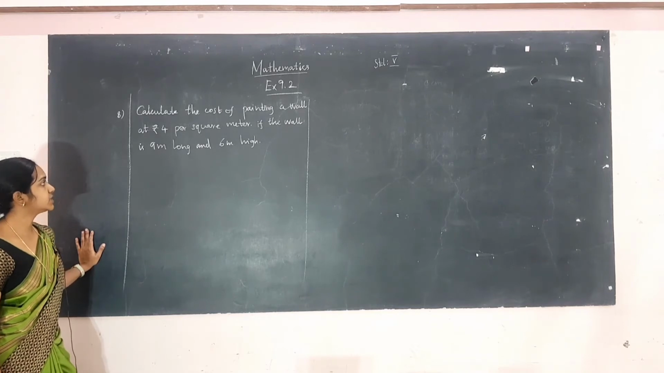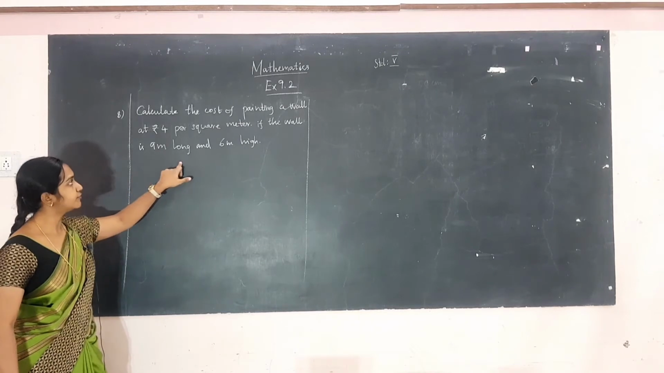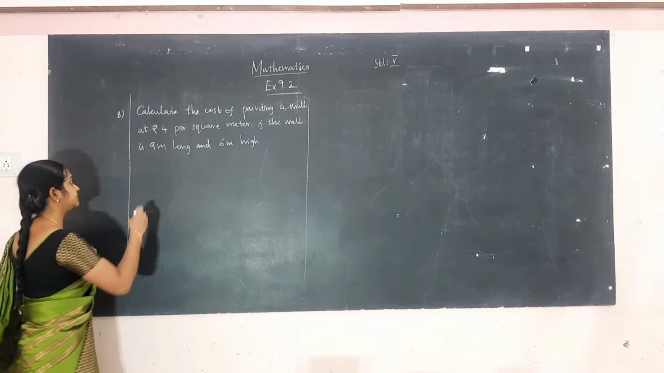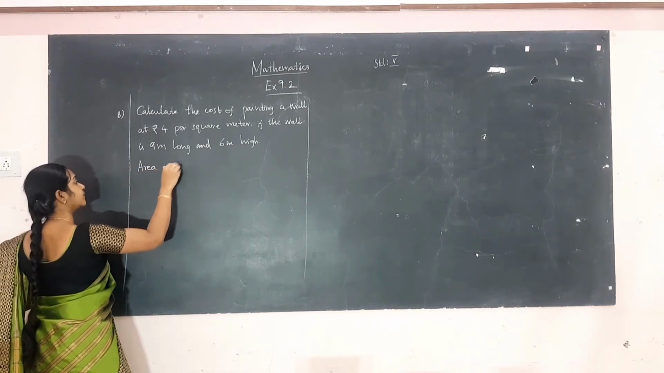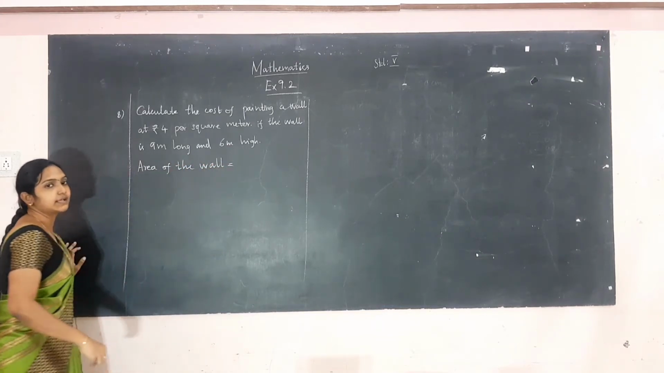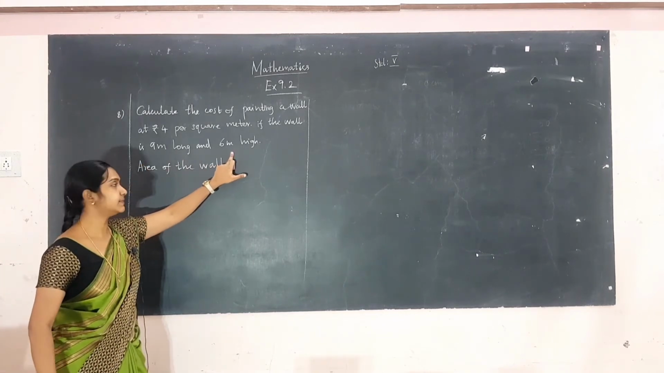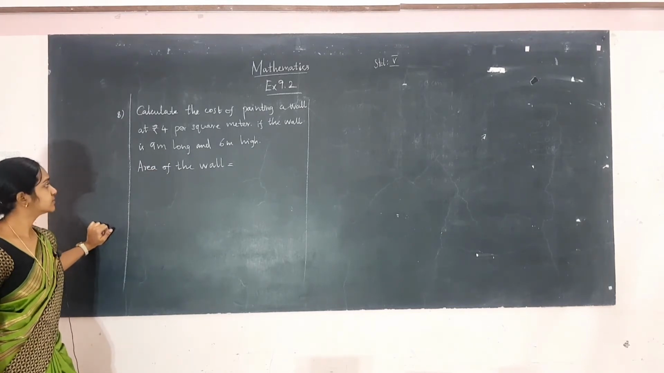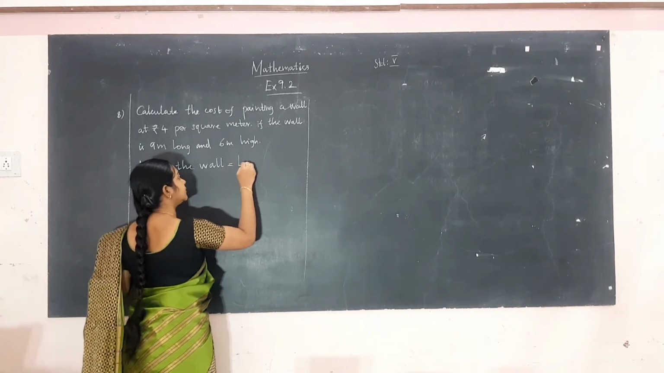is 9 meter long and 6 meter high. First, we have to find the area of the wall. Next, we have to find the cost of painting the wall. The wall is in the shape of a rectangle because two measurements are given, 9 meter and 6 meter. So this must be in the shape of a rectangle. So we have to find the area of the rectangle. Area of the wall is length into breadth.